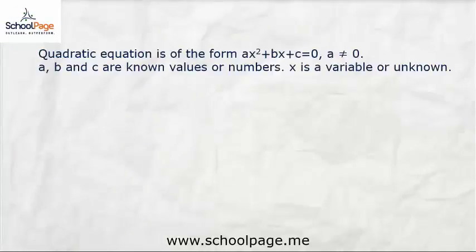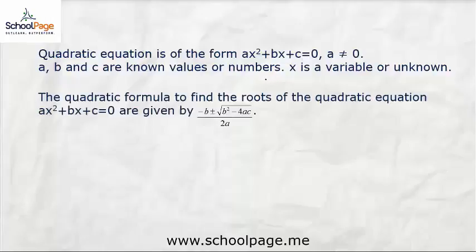A quadratic equation is of the form ax² + bx + c = 0. If we want to find the roots of this quadratic equation, then we can use the quadratic formula, which is x = (-b ± √(b² - 4ac)) / 2a. Here b² - 4ac is the discriminant. The discriminant determines the nature of the roots of the quadratic equation without actually solving it.